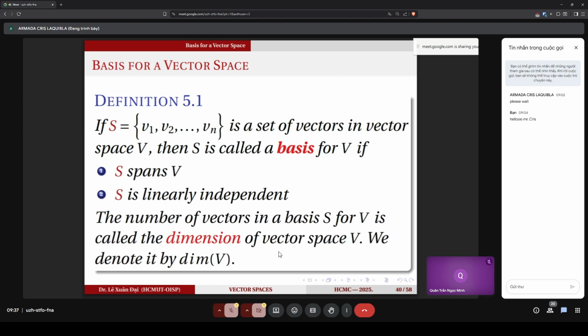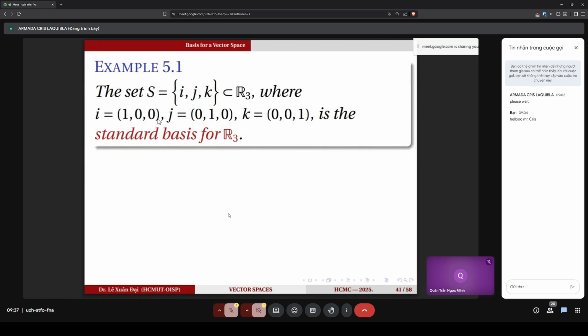The number of vectors in a basis S for V is called the dimension of vector space V. We denote it dim V. So the dimension, class, again, is the number of vectors. For example, this S from V1 to Vn, the dimension of your V here is equal to n, because that is the number of vectors in that basis. For example, this one, because we have the i, j, k. Your i is this, your j is this, and k is this one.